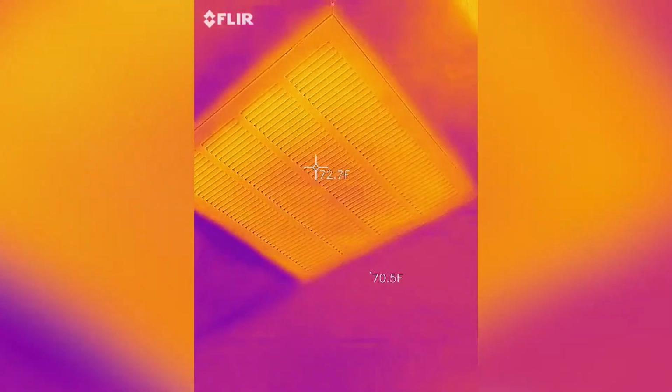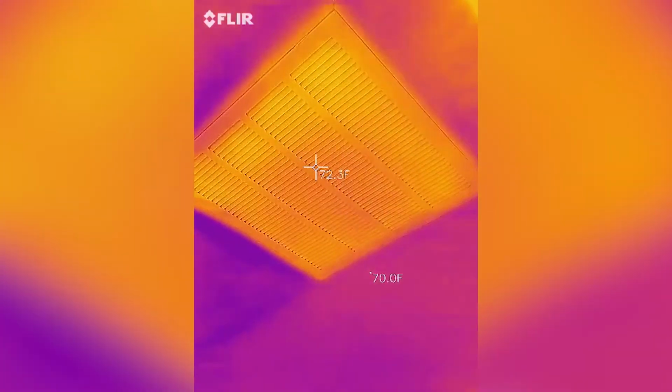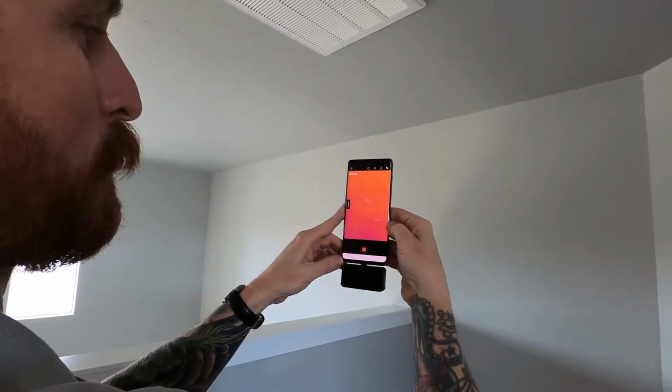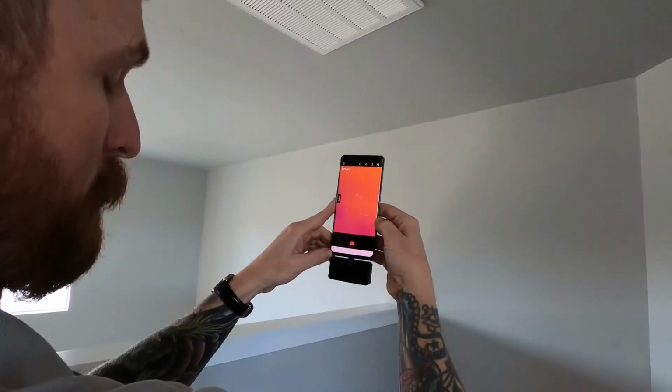So this is the air going into the air return. And you can see it's about 72 degrees right now going to the air return. If you look at the ambient air temperature, like this wall right here, we're about 69 to 70. And the thermostat was set to 70 degrees. So this home is not zoned, so the thermostat is upstairs. And what that means is it's probably colder downstairs than it is up here.